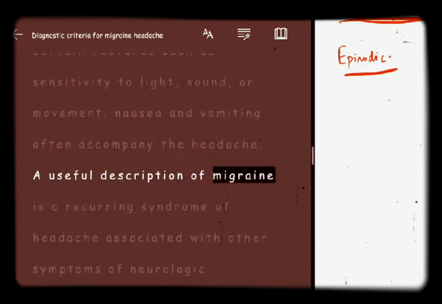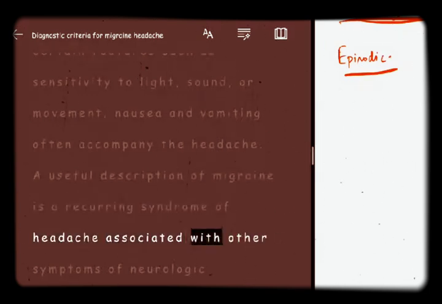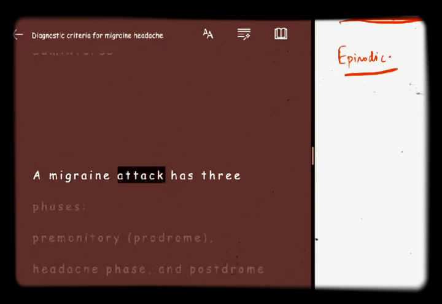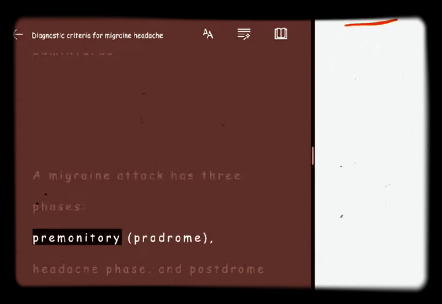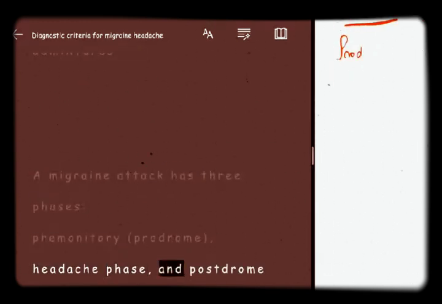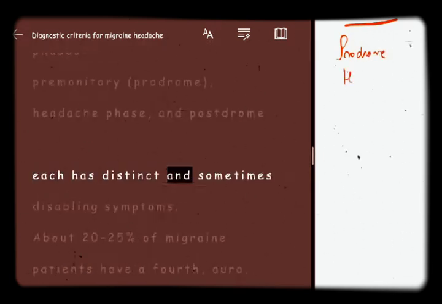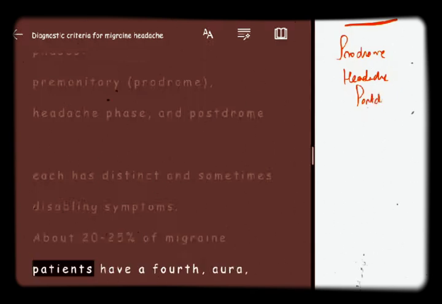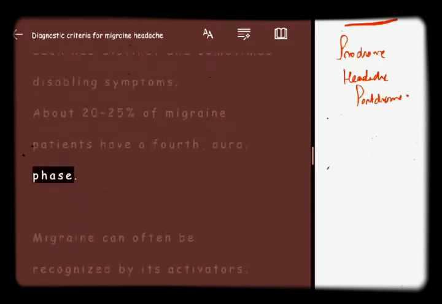A useful description of migraine is a recurring syndrome of headache associated with other symptoms of neurologic dysfunction in varying admixtures. A migraine attack has 3 phases: premonitory, prodrome, headache phase, and postdrome. Each has distinct and sometimes disabling symptoms. About 20 to 25% of migraine patients have a 4th, aura, phase.